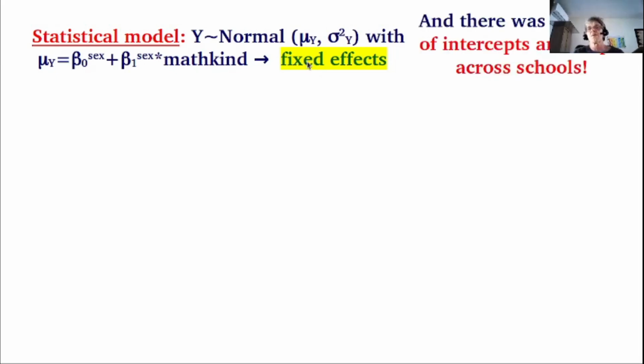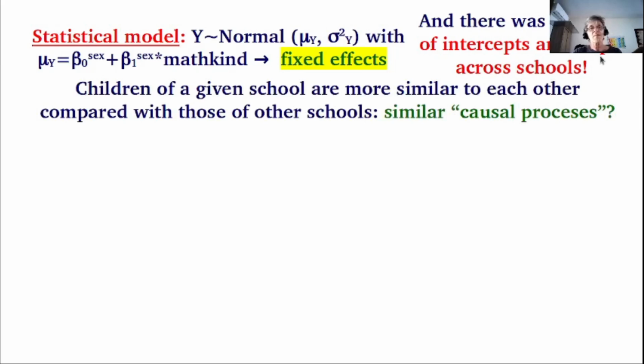But we also noticed that there was variation in the intercepts and the slopes relating the numerical explanatory variable and the response variable across schools. And it's quite likely that children of a given school are more similar to each other, more correlated in the values of the response variable, than compared to children in other schools. This may arise, for instance, as a result of having similar causal processes affecting the values of the response variable within each school and compared to other schools.